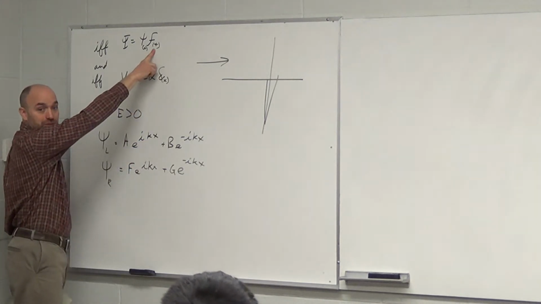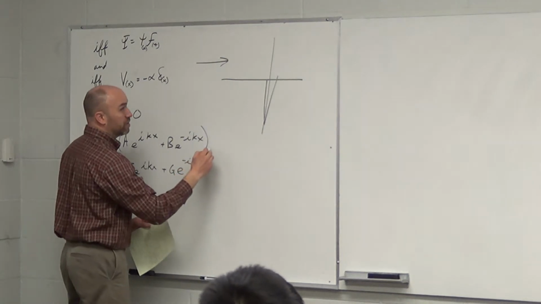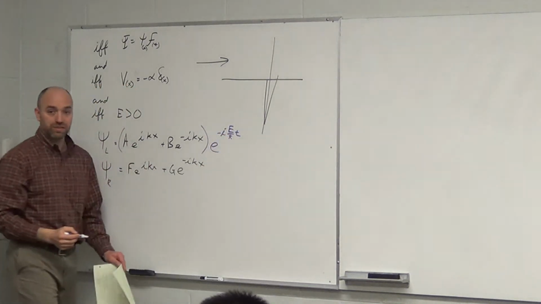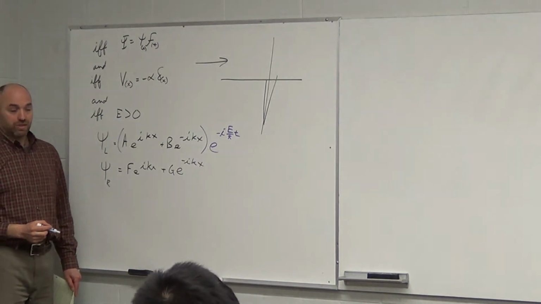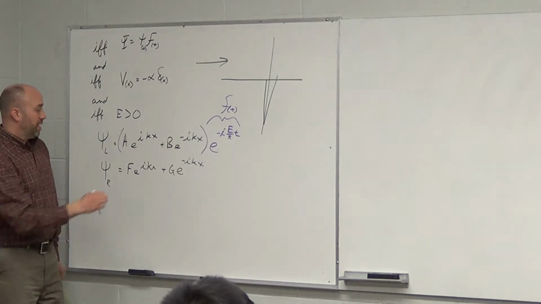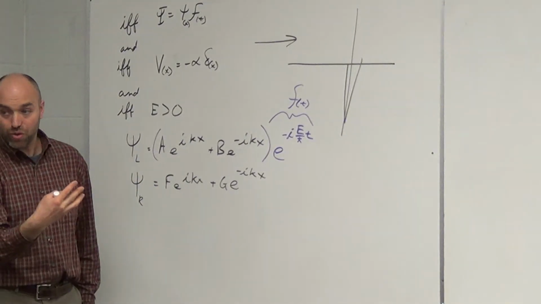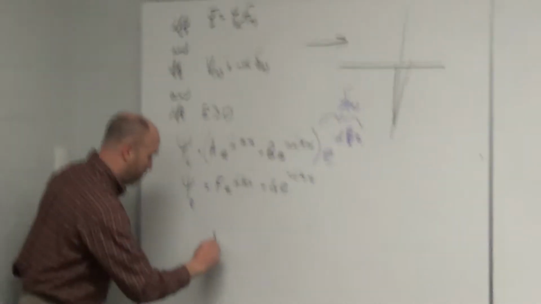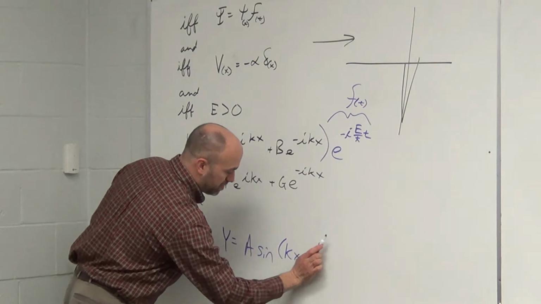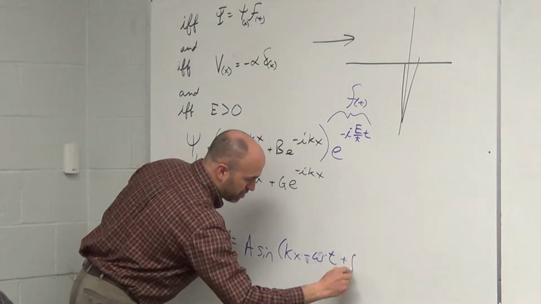Remember, it's separable. And so that f of t means multiply this whole thing times e to the negative i E over h-bar t, right? Remember that. And this times this comes out looking like the equation of a wave, remember? Equals A sine of kx plus or minus omega t plus a phase shift.